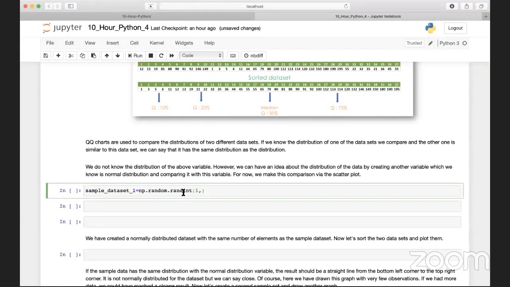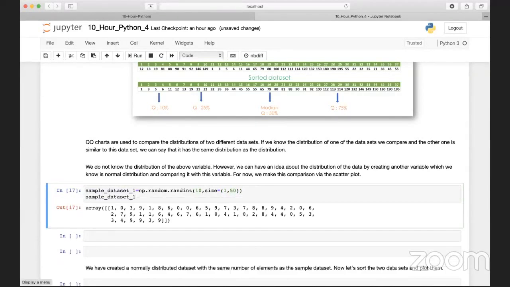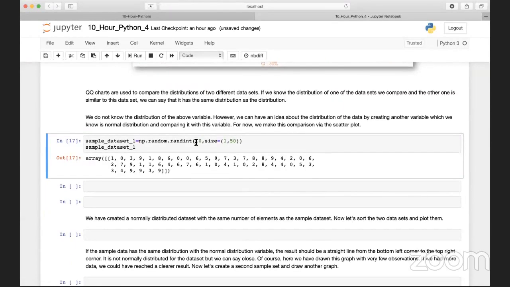I'm using the random integer function, which generates random integers between 1 and, sorry, 10, with size 50. Okay, let me show what this data looks like. So the upper bound is 10, as you see here, and I will generate 50 numbers.